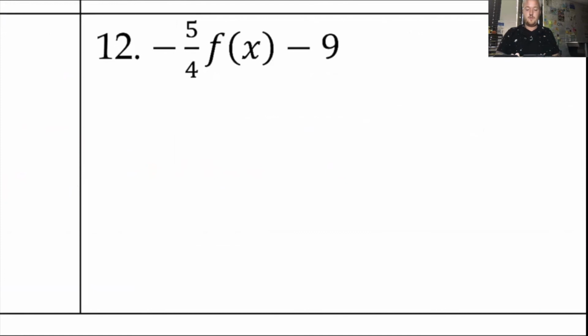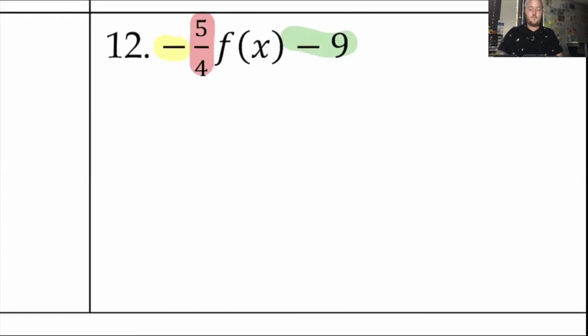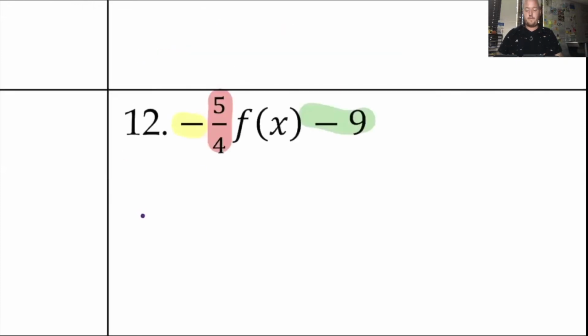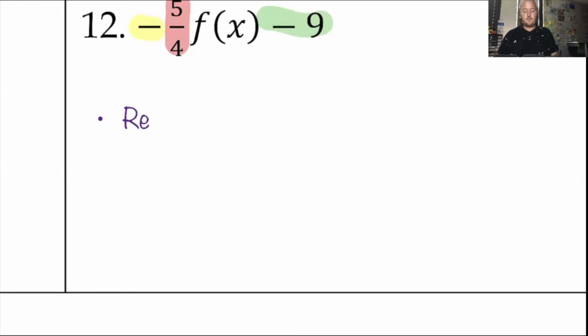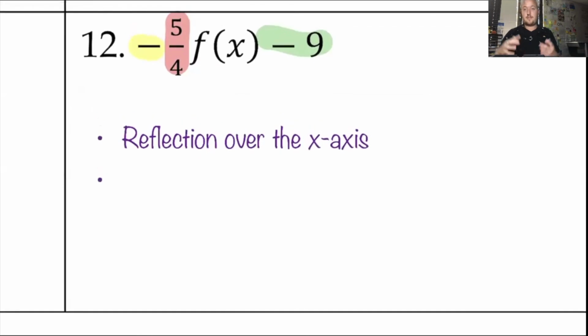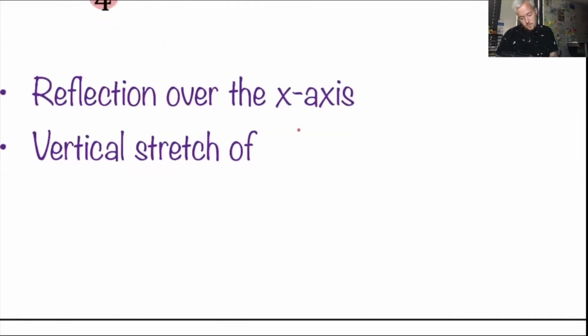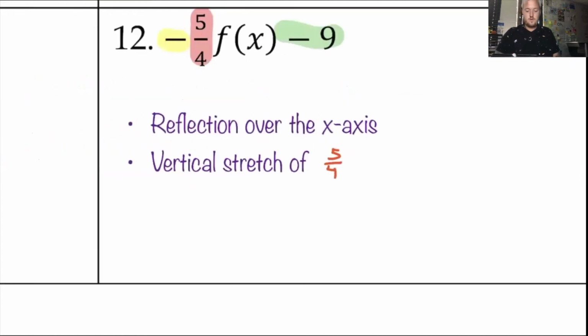All right, so this one is going to encapsulate all 3 transformations that we could potentially see. So we have the negative, the 5/4, and we have a negative 9. So the negative, that is a reflection over the x-axis. The 5/4, that's bigger than 1, so that is a vertical stretch of 5/4. And last but not least, then we have a shift down 9 units.